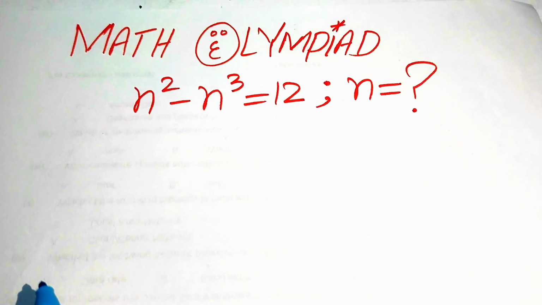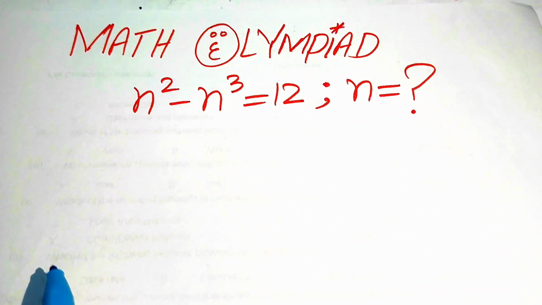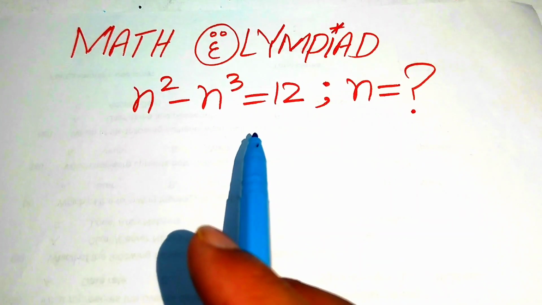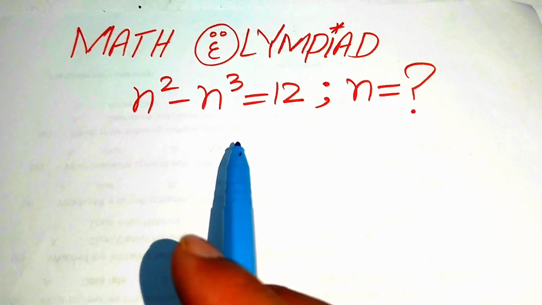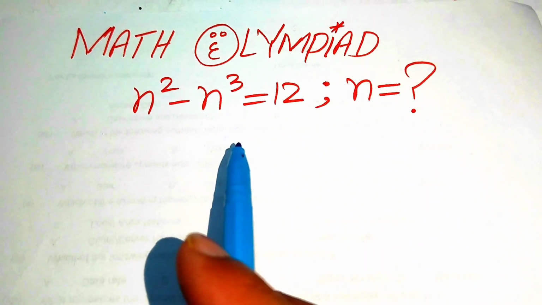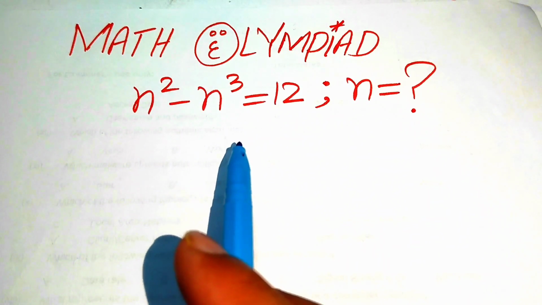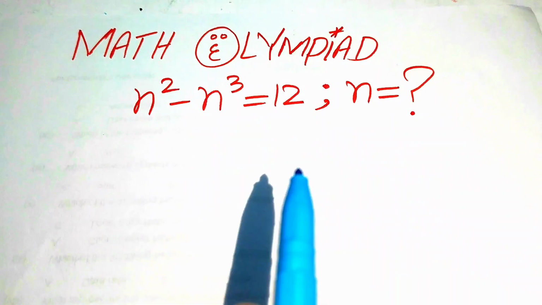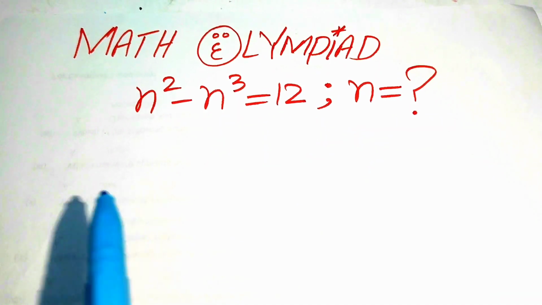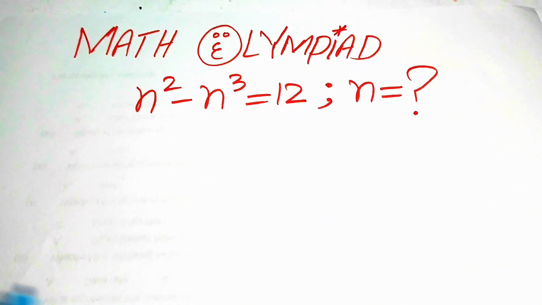Hello everyone, welcome to solve this math Olympiad algebra problem. Here we have n squared minus n cubed equals 12, and we solve this problem for the values of n. In this question we need only a real solution, so we just solve this problem for the real values of n.